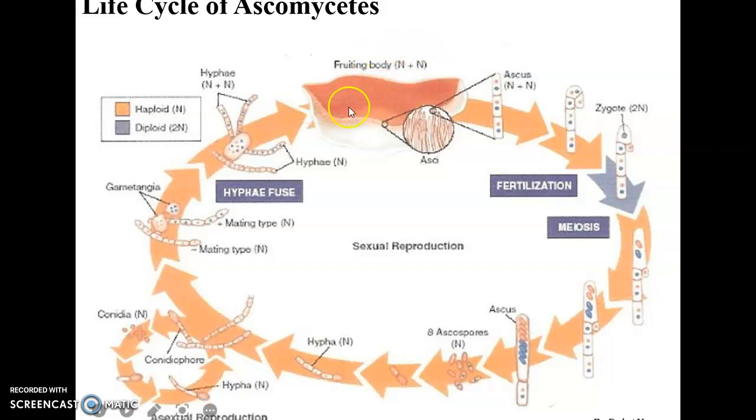This is the fruiting body known as the ascus. In this fruiting body, the fusion of these different mating types takes place. These different nuclei fuse together to form a diploid zygote. Here within the ascus, fertilization takes place, and then zygote formation occurs. The zygote soon divides by meiosis.